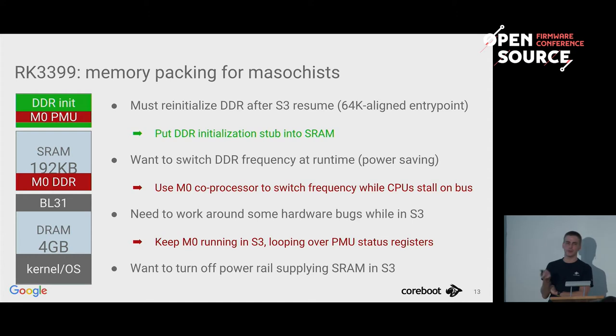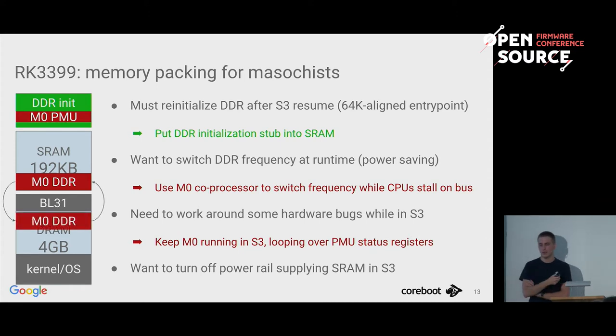You have one problem left if you do all this, which is that since you lose SRAM in S3, of course, you lose that DDR frequency scaling stuff. So it would be not that great if DDR frequency scaling worked after you booted, but then once you suspend resume once, it doesn't work anymore. So the ugly but obvious solution is to cache it in DRAM. I think this thing is dying there. And then just copy it back every time we resume, essentially.